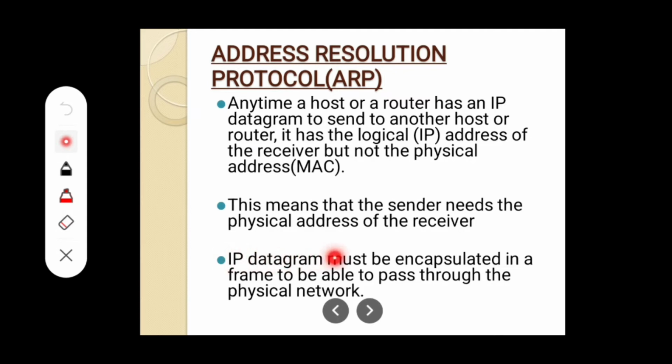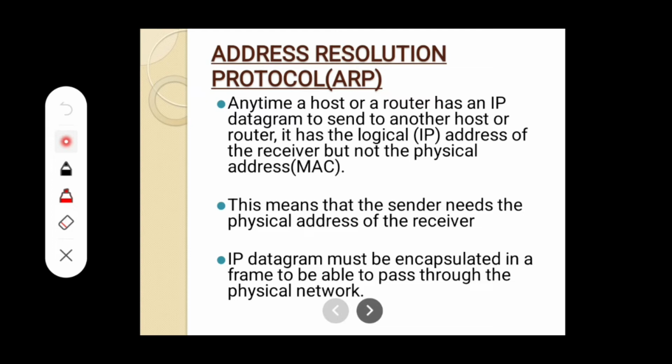The IP datagram must be encapsulated in a frame to be able to pass through the physical network. So the IP datagram has to be encapsulated into a frame. Okay, the IP datagram is actually encapsulated into a frame by whom? By which layer? It is done by the data link layer.